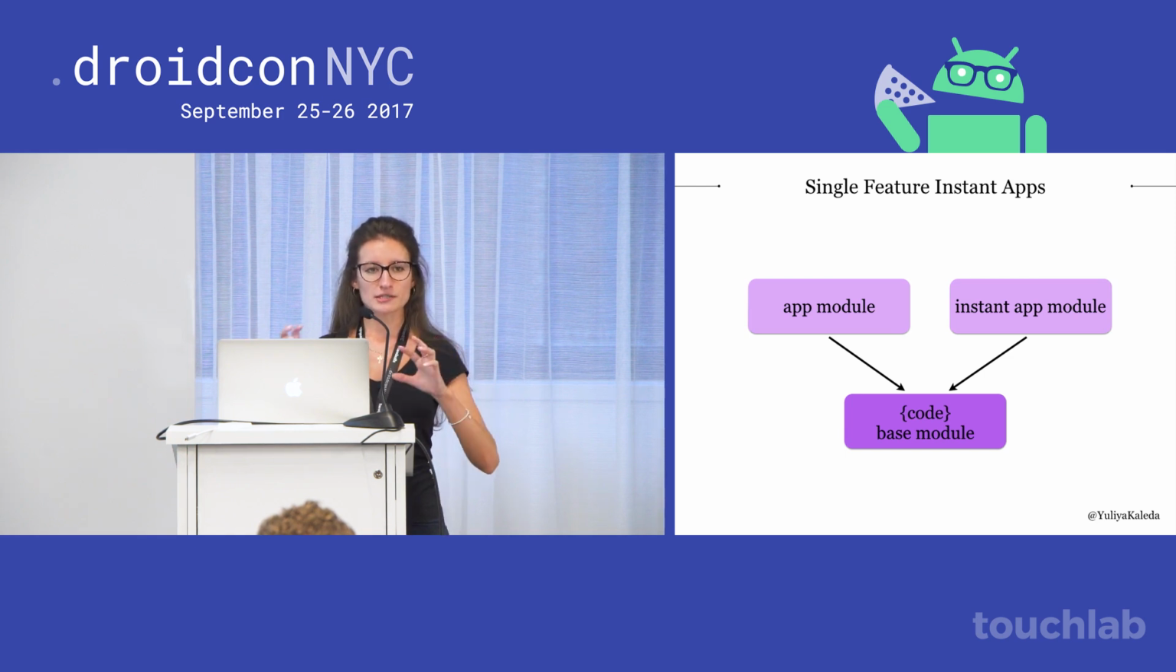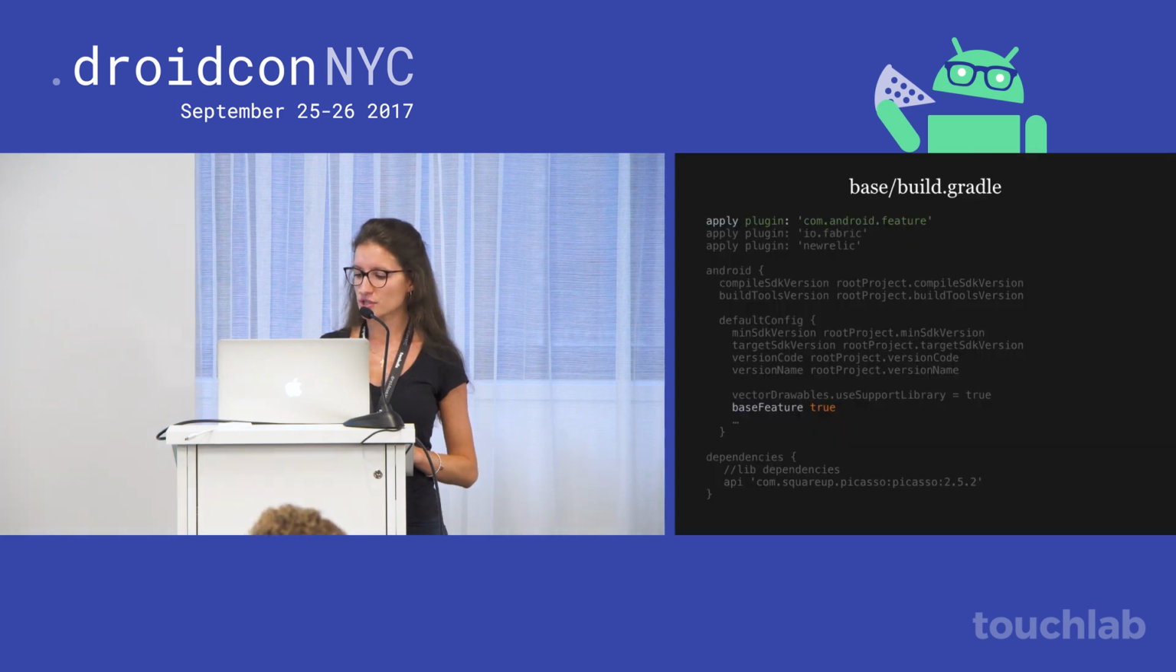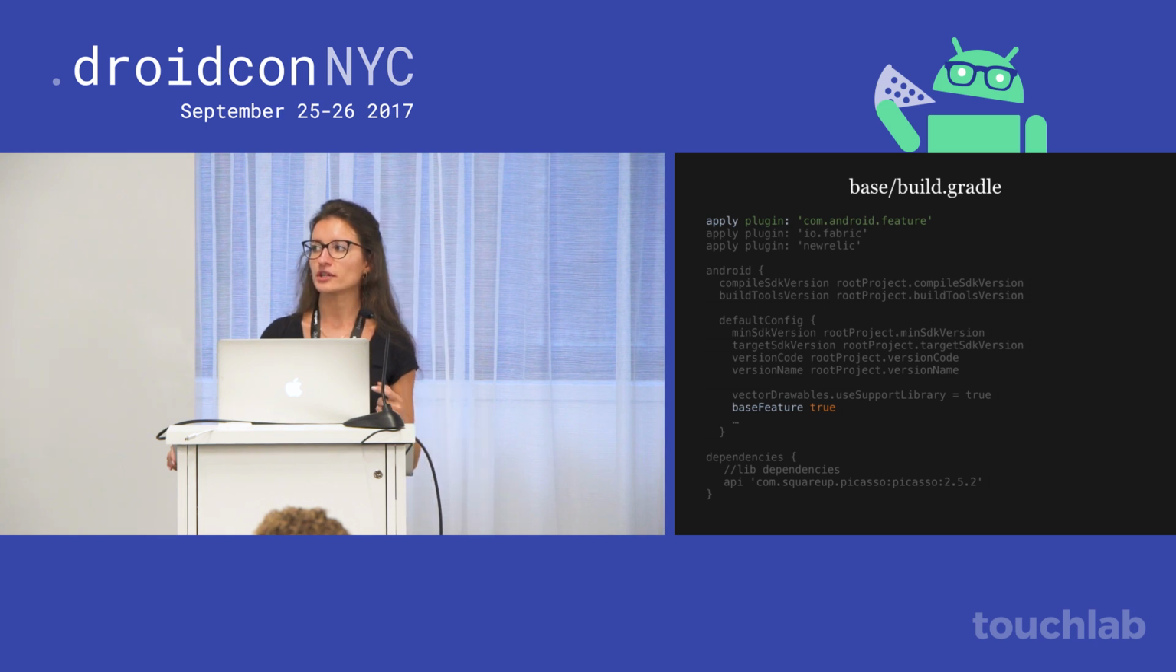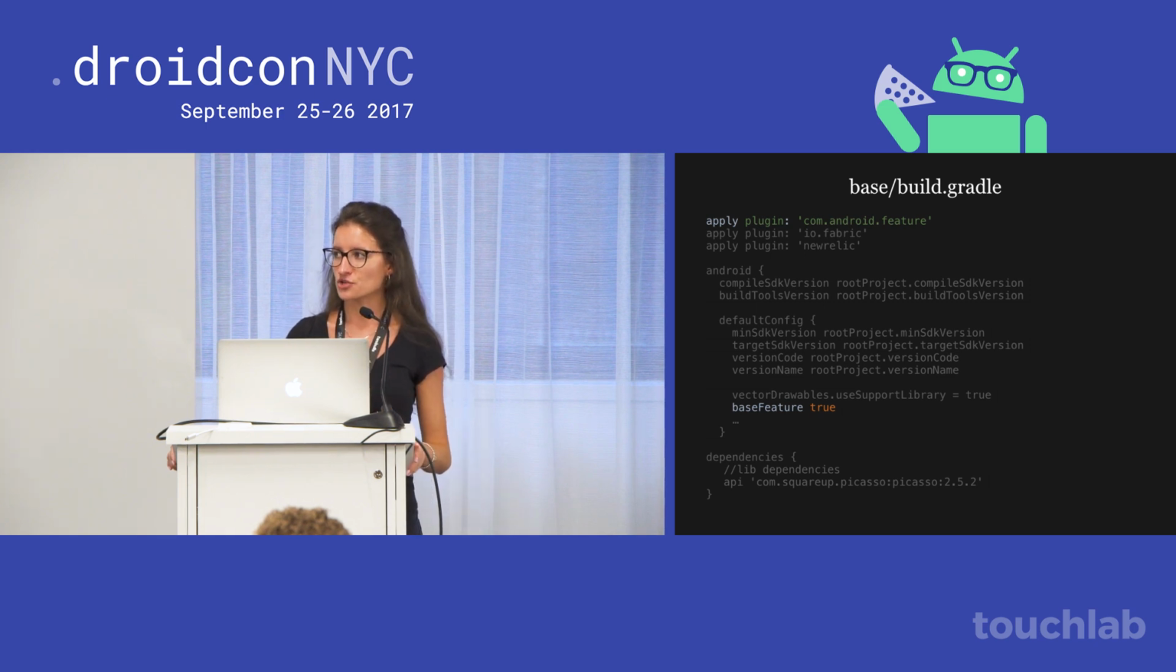So in order to provide the dependency between different modules, there are certain configurations that we have to change within our build.gradle files. So let's look at the changes. The build.gradle file of the base module would have a new plugin applied, com.android.feature. Then we have to specify an attribute, base feature, to true within our default config of the Android closure.